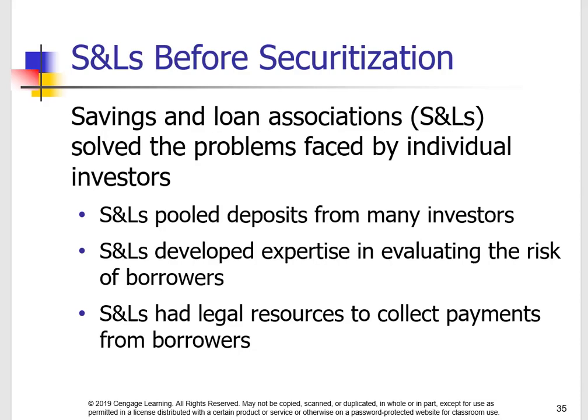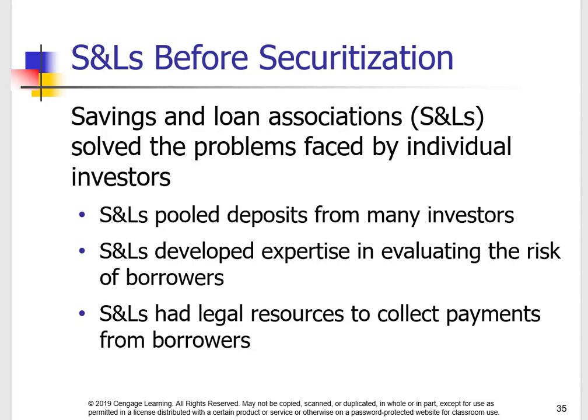So, savings and loans. Back in the 1970s, certainly before the 1980s, savings and loans were there to help us with this issue. Investors were depositing money in S&Ls, and S&Ls had the expertise to evaluate the riskiness of borrowers. And of course, they have the legal resources to force collection of payment. So S&Ls were a perfect step, if you will, in our ability to buy and sell houses in the market.